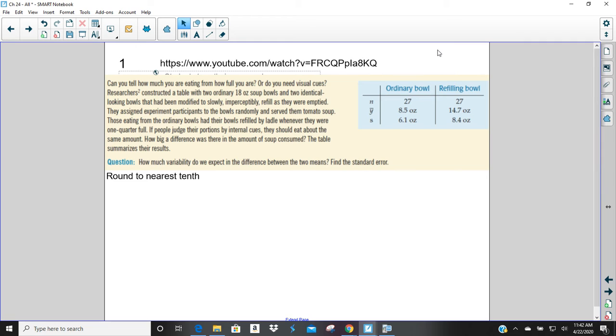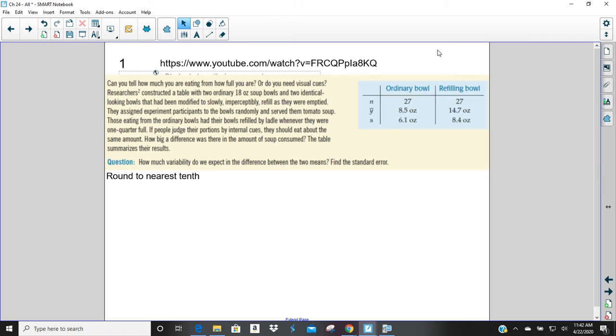So there's a question in the book, and we're going to go through it right now. And we're going to use it again throughout the chapter. But we have over on the right the number of ordinary bowls and the refilling bowls. We had 27 people in each. And the amount they ate was 8.5 ounces in the ordinary bowl and 14.7 ounces in the refilling bowl. So we have our standard deviations there. How much variability do we expect in the difference between the two means?